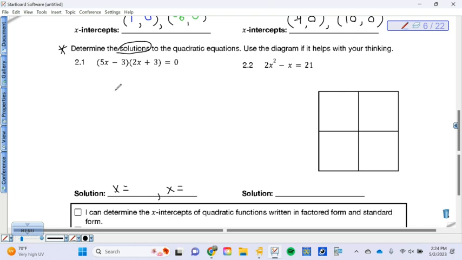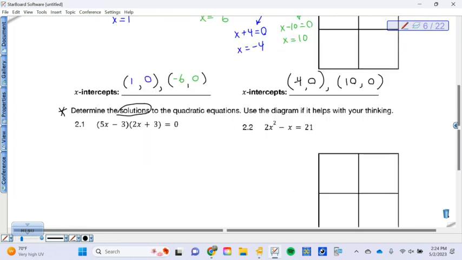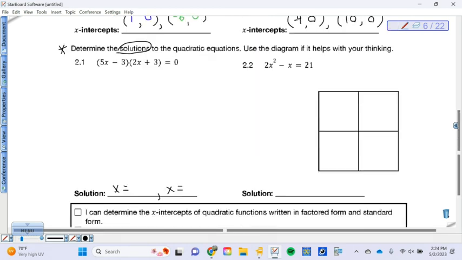Because we don't have to. I don't want to right now. I think it would just make things more confusing right now. Throwing a lot of information. Okay, so I have to figure out the solutions. That means I need to figure out what values of x would make this equation true.